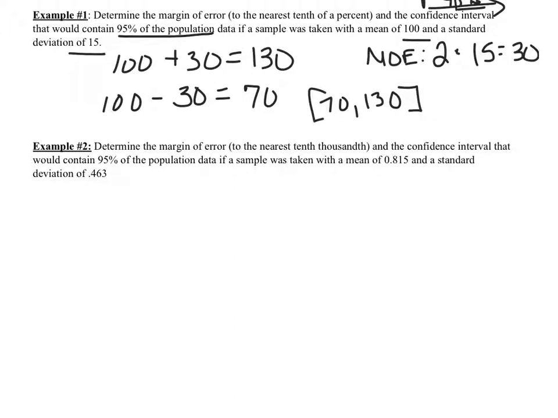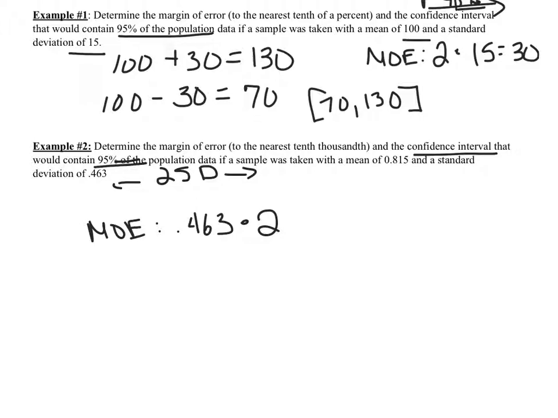Okay, so with this particular problem, sorry, I edited a little there. We want to find the confidence interval that contains 95% of the population. That just means 2 standard deviations up and 2 standard deviations below the mean. Okay, so the 95% isn't really part of the problem. So to figure out the margin of error, we do 0.463, which is our standard deviation, and multiply it by 2.